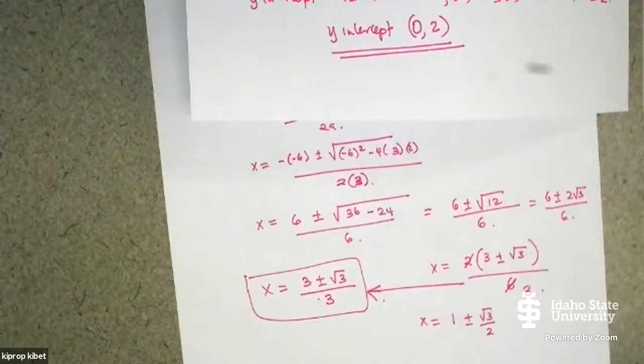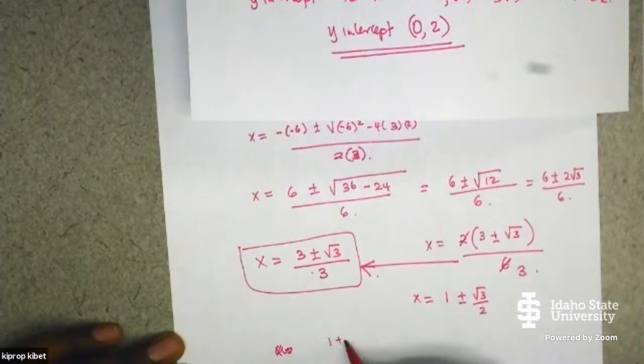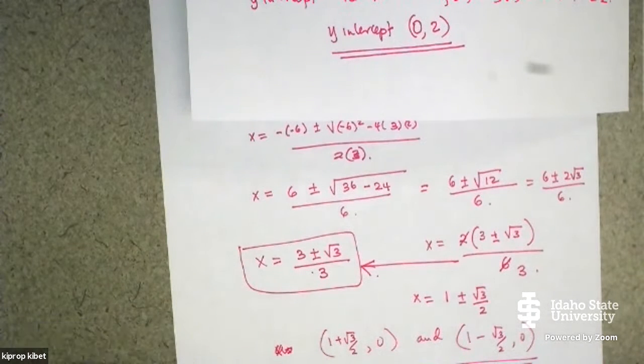So those are the values of x. So the x-intercepts will be 1 plus the root of 3 all over 3, comma 0, and 1 minus the root of 3 all over 3, and 0. Those are the x-intercepts.